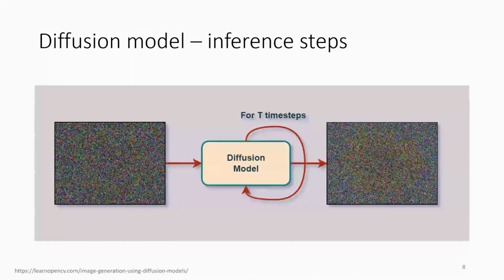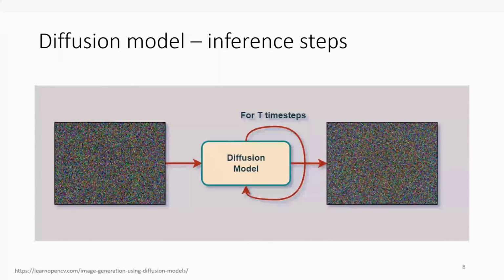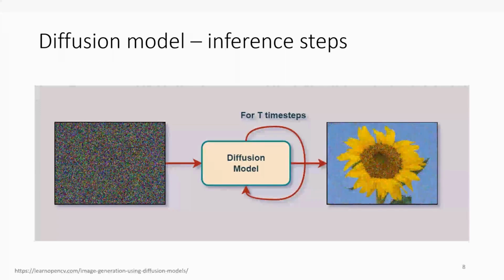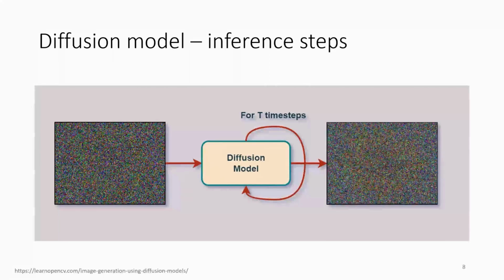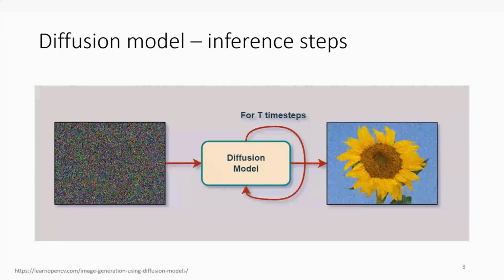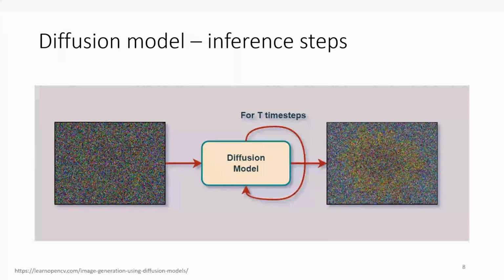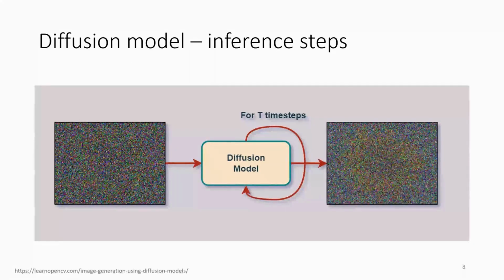Okay, so in the end, what it does during inference is it can go from pure noise, and then you feed this to the diffusion model, and it will try to clean up the noise over a huge number of time steps, and in the end produce an image depending on the data you were training with. So that's basically the diffusion model in a very simple way.